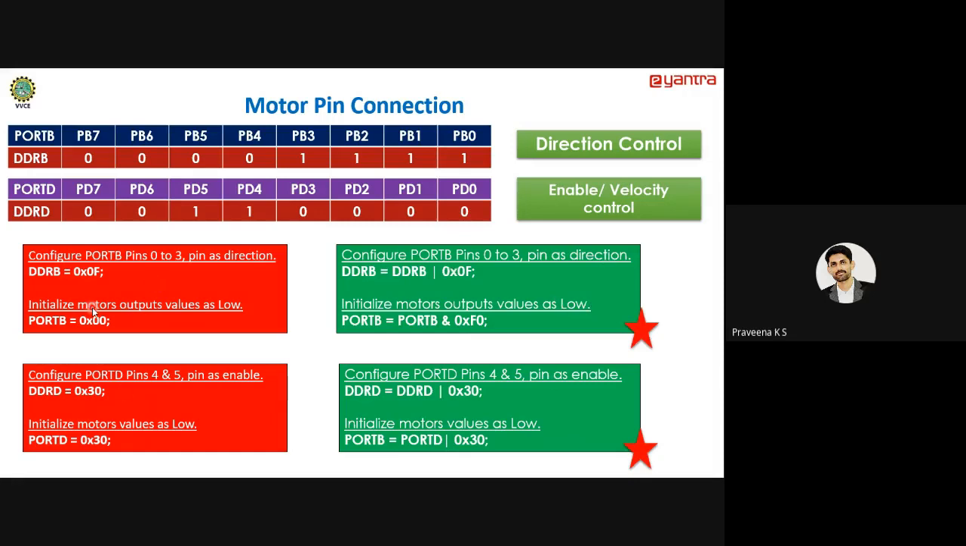The conventional way is not good because it will lead to other bits being set or reset. They may set or reset the other pins, and that will lead to a false operation of some other applications which are connected to the upper nibble of port B as well as port D. Fine. I hope it's clear.